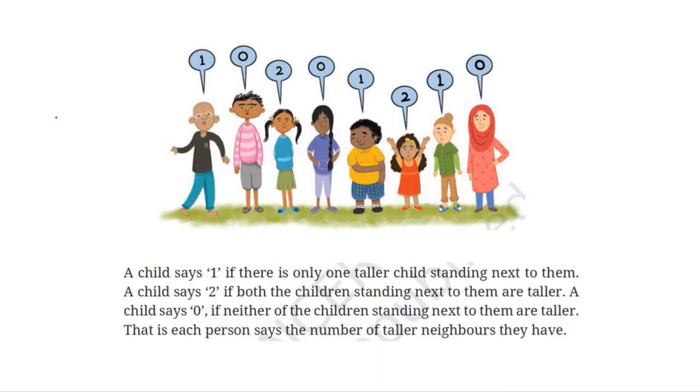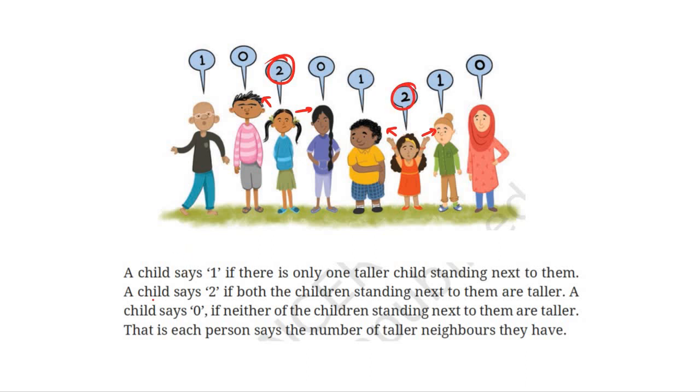Basically here you see, a child will say 1 only if there is one taller child next to him. Say for example this child. This fellow is taller than him, that's why he is saying 1. Next, a child says 2 if both the children standing next to them are taller. Say for example this girl. See here, this boy here and this girl here, they are both taller than her. That's why she is saying 2. Same for this small kid over here. Both these boys are taller than her. That's why she is saying number 2.